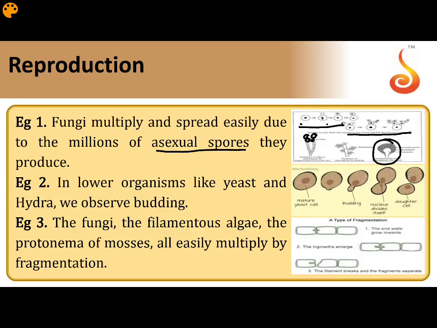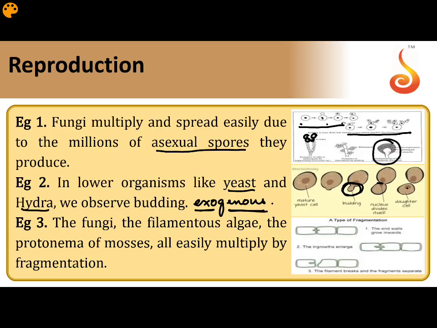In case of yeast and hydra, we see a process called budding. This is an exogenous budding. What do you mean by exogenous? Exo means external, genus is the body. So, you can see an external growth happening outside the body, which then pinches off and forms into two individuals.